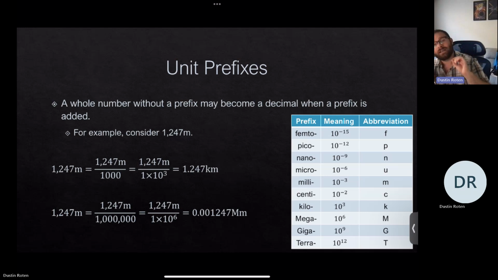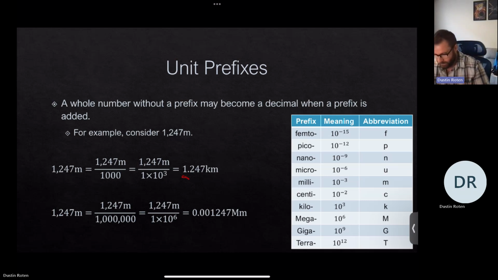Same thing if we wanted to write it in megameters. I don't know why we would, because that just makes a really gross decimal at the end. Typically, you'll want to lump these in groups of 1 or 3 in the front there. So the bottom one isn't really practical. You wouldn't write this in a technical report, just because it makes it look weird with all the decimal places. But the point here is you could if you wanted to.